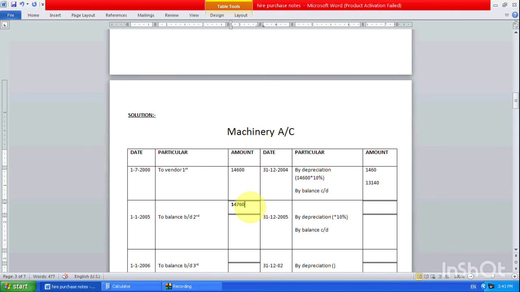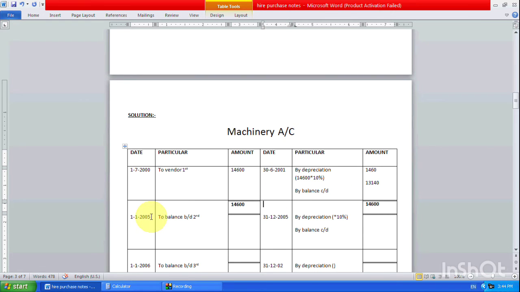Let's tally the ledger. 14,600 and 14,600. Now, 13,140 is the carried down amount. Bring that carried down amount to the next year. Here change the date: 31st December 2000 to 31st March 2001. July as well, 30 June 2001.